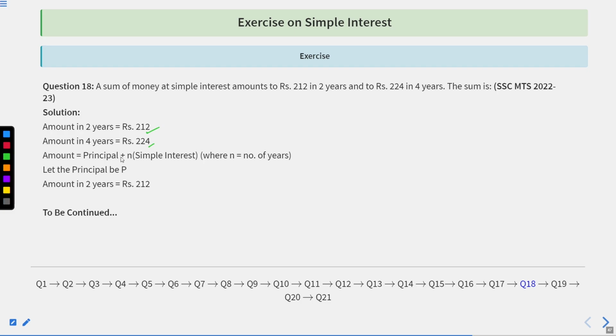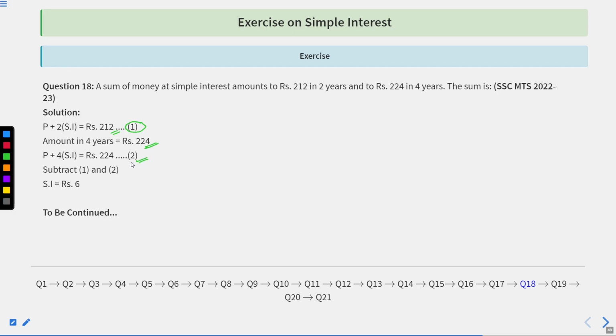So the amount equals principal plus n times simple interest, where n is the number of years. So the principal P and the amount in 2 years is 212. So the principal plus twice the simple interest is equal to 212. So this is equation number 1. And the amount in 4 years is 224. That means principal plus 4 times the simple interest is equal to 224, which is equation number 2.